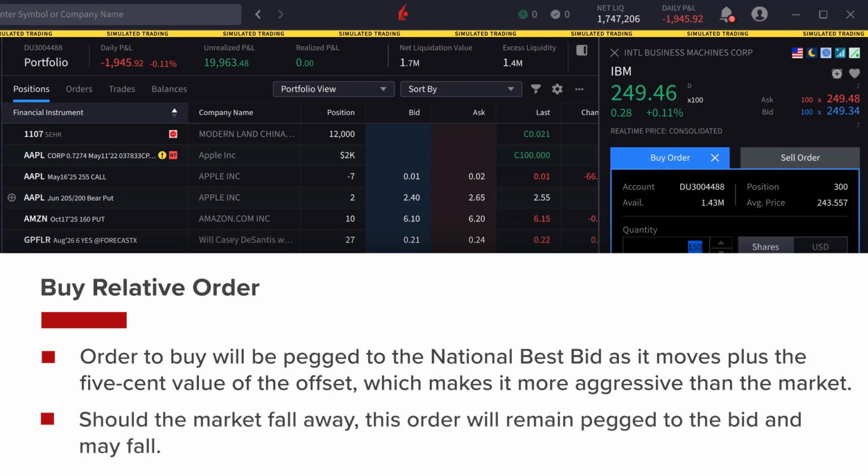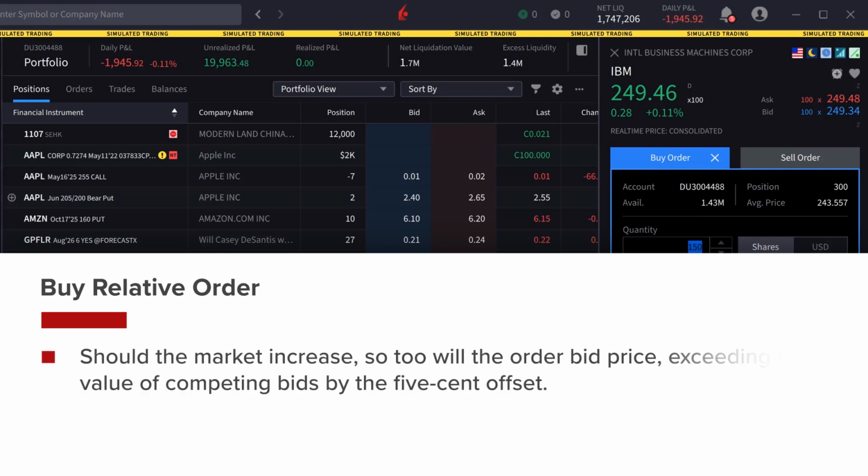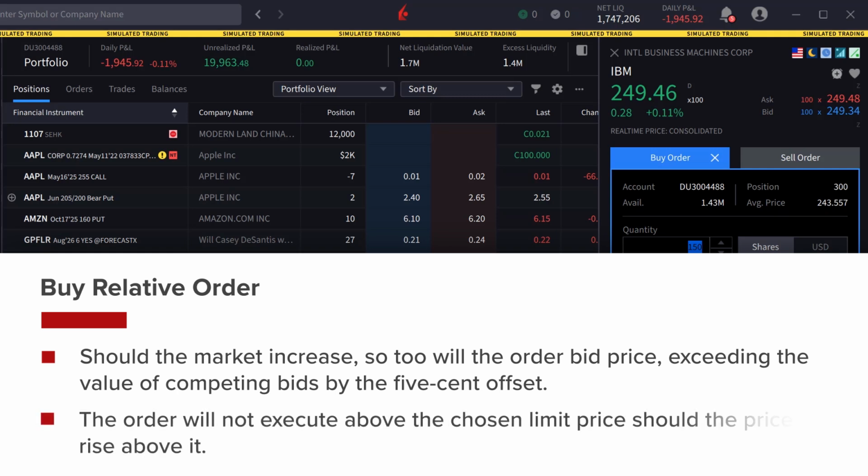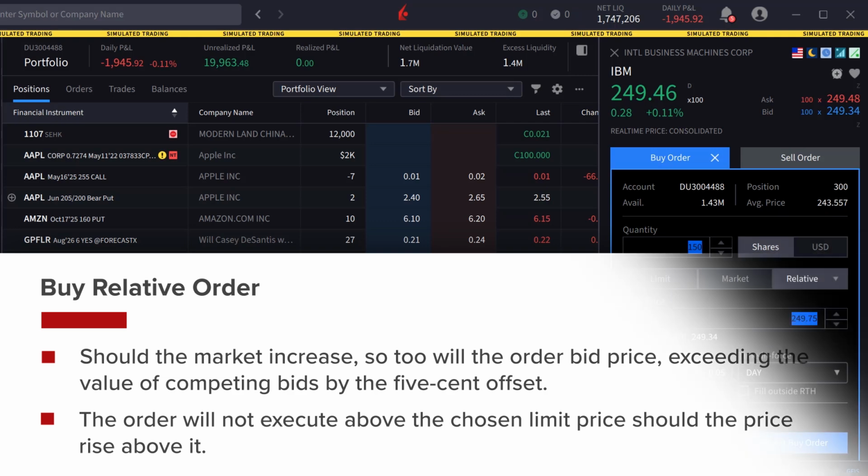Should the market fall away, this order will remain pegged to the bid and may fall, but should the market increase, so too will the order bid price, exceeding the value of competing bids by the 5-cent offset. However, the order will not execute above the chosen limit price should the price rise above it.